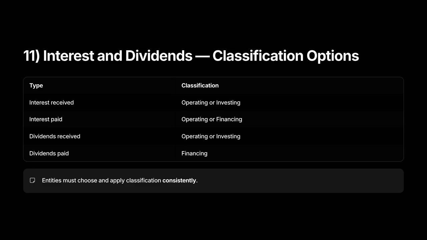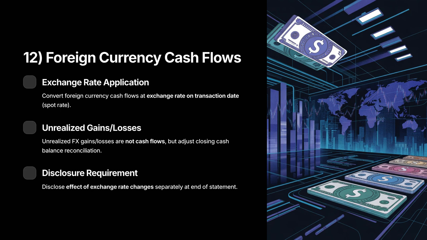So, interest and dividends, classification options. There's flexibility, but be consistent. Interest received, operating or investing. Interest paid, operating or financing. Dividends received, operating or investing. Dividends paid, financing. Your policy choice should reflect how your business uses these cash flows and must be applied consistently and disclosed.